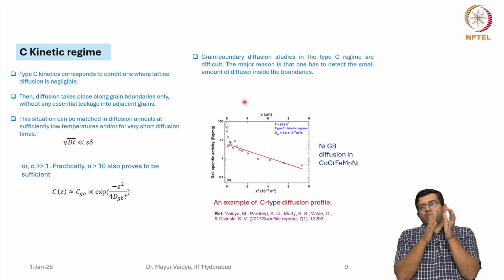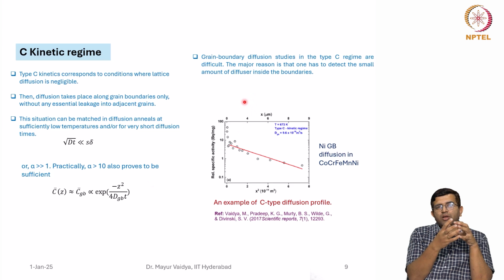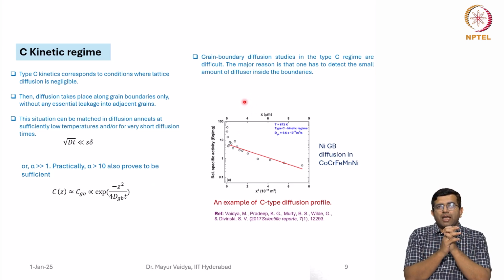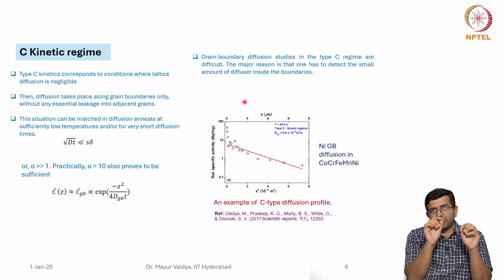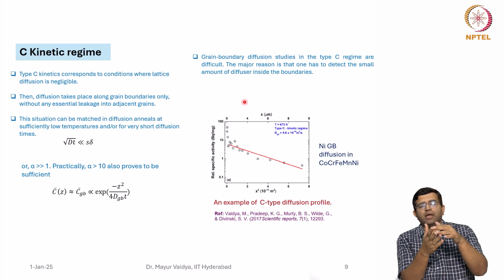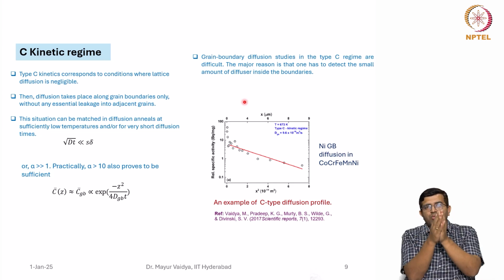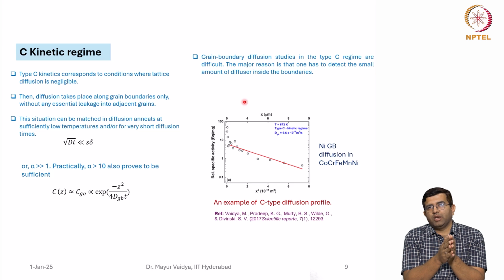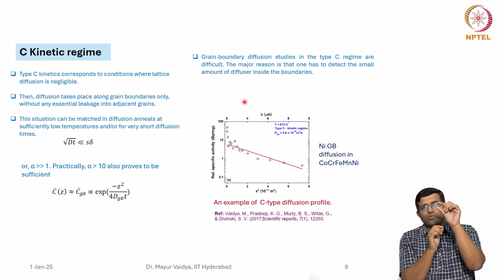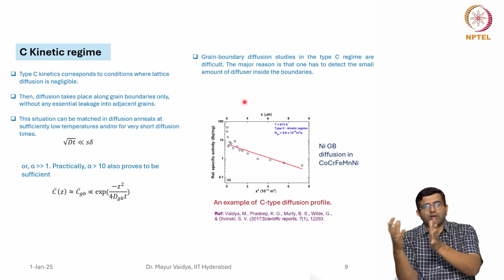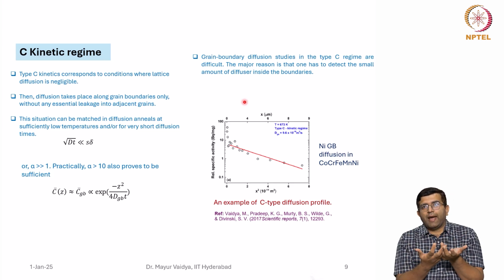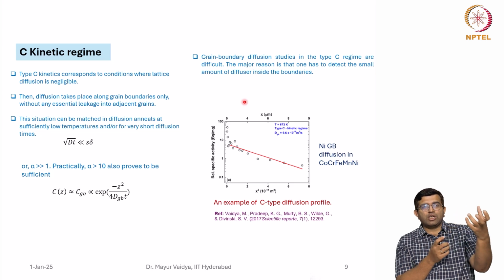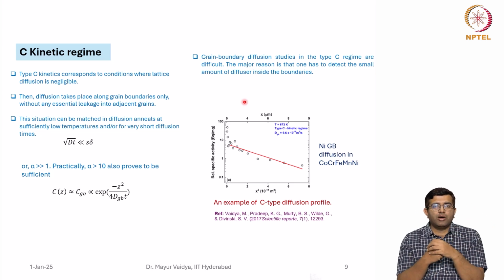Now, although the mathematical and physical meaning of the C kinetic regime is easier to understand, the major challenge is that the measurement itself to be performed in C kinetic regimes is difficult, because you can imagine that the concentration within the grain boundary area itself is small. Therefore, the concentration that has to be detected in order to get statistically reliable data is extremely low, and how you detect it using an appropriate technique is very challenging.